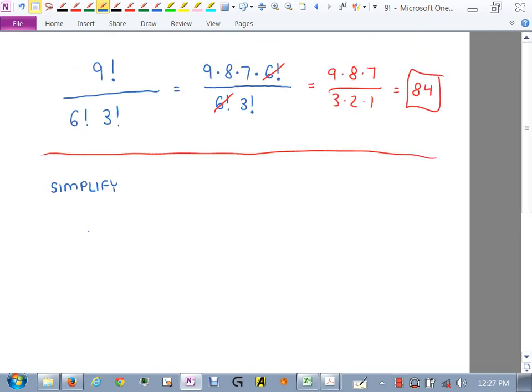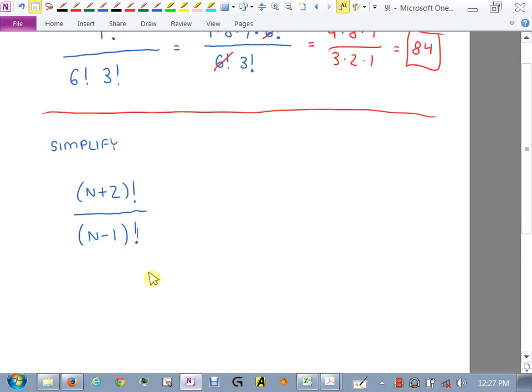What is n plus 2 factorial over n minus 1 in parentheses factorial? So look, the factorial symbol is on everything that's in the parentheses here, right? The factorial symbol is on everything that's in the parentheses here. Simplify this.